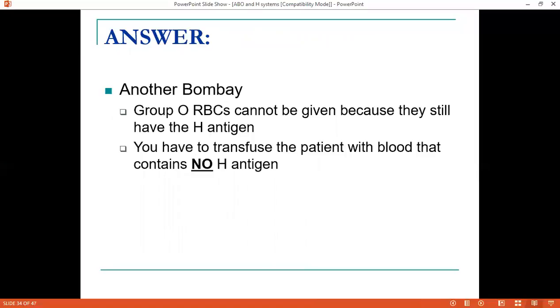We'd have to give them another Bombay. Group O red blood cells cannot be given, again, because they still have the H antigen. And so you have to transfuse the patient with blood that contains no antigen. Now, this is very, very rare, and I do believe I read an article, I'm going to see if I can find it for you guys, of an Englishman who is the Bombay phenotype. And what he had to do was actually donate his own autologous blood and have it frozen at, I think, like -80 degrees, so that it's good for the next 10 to 20 years in case he were to ever need blood, because it's so, so rare.